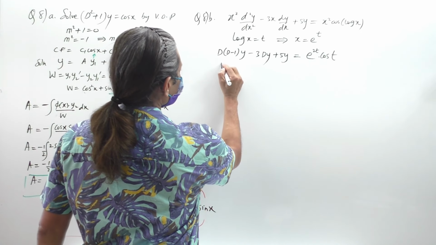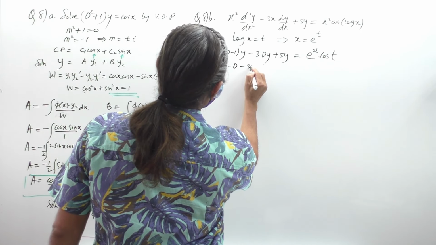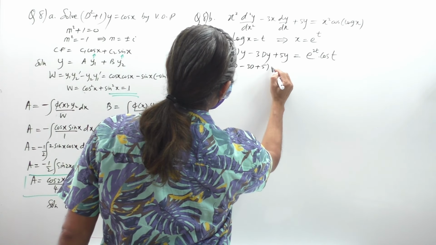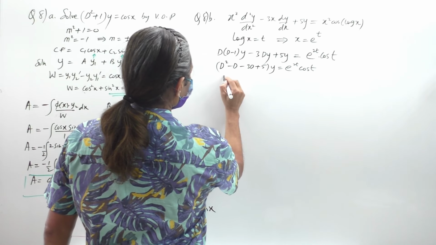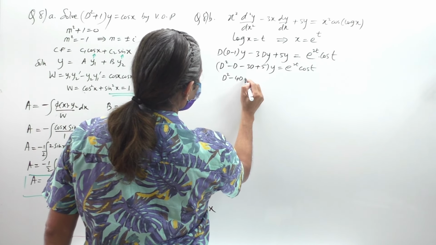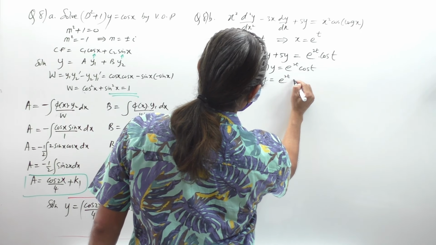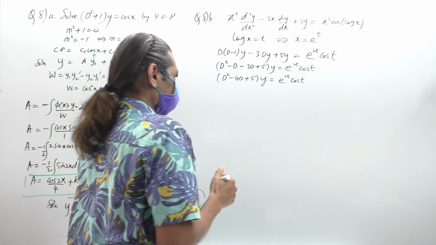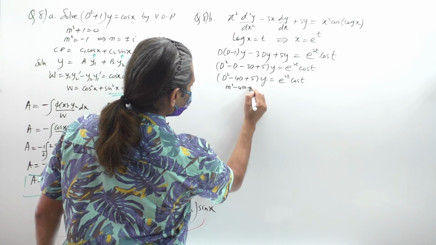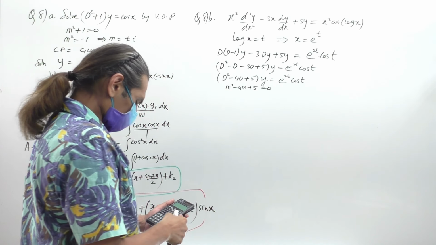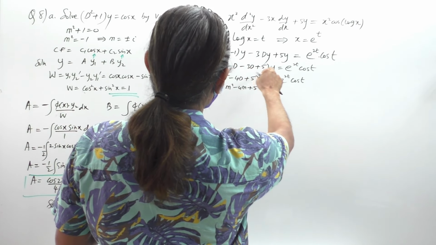So simplify this here now. So this will be D² minus D, I will take all y outside, minus 3D plus 5, whole into y equals e raised to 2t cos t. That will be (D² minus 4D plus 5) y is equal to e raised to 2t into cos t. So first we find a CF here. So m² minus 4m plus 5 equals 0. So let's find a root here now. First check if it is correct or not. So D² minus, okay, perfect.